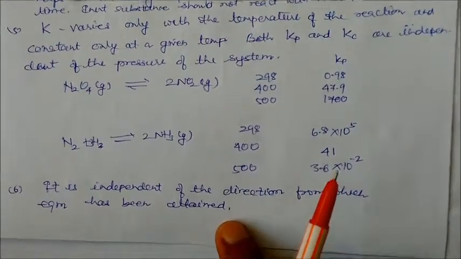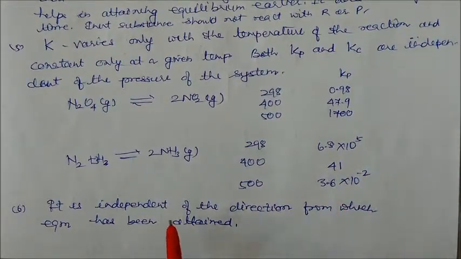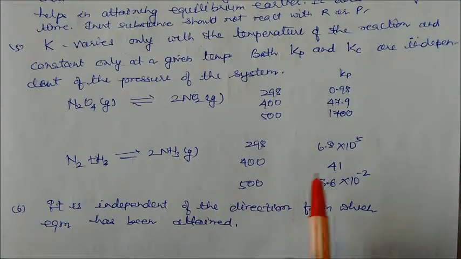The next point is that it is independent of the direction from which equilibrium has been attained. So it is not dependent on the direction. Equilibrium can be approached from the forward direction, and it can also be achieved from the backward direction. So you can achieve it from any direction.